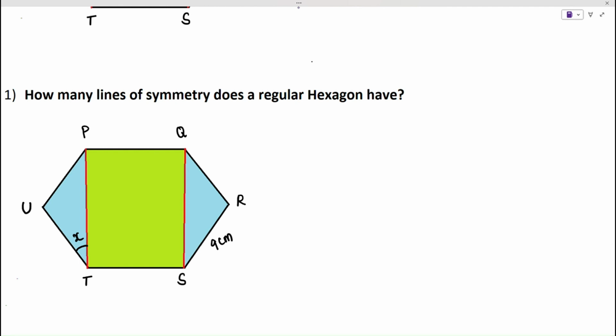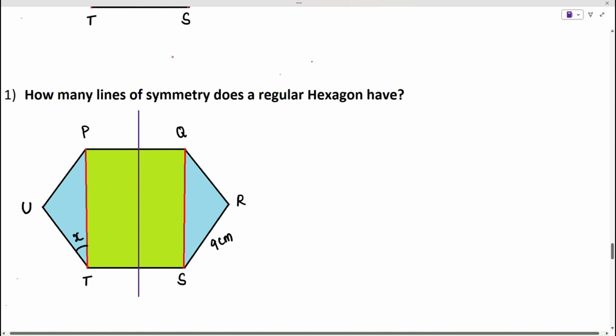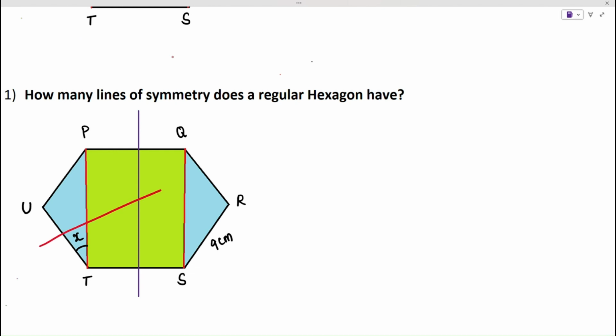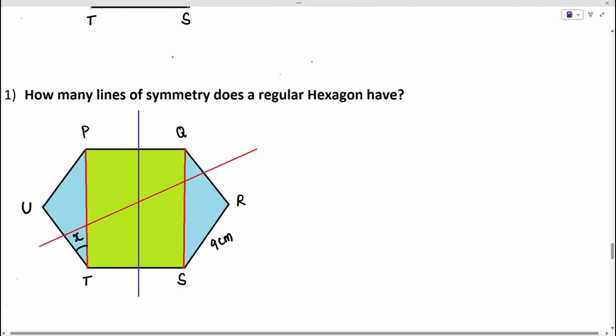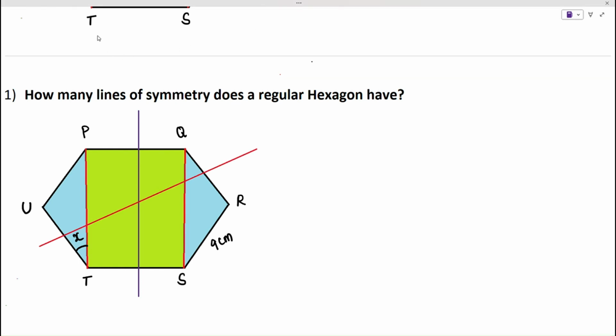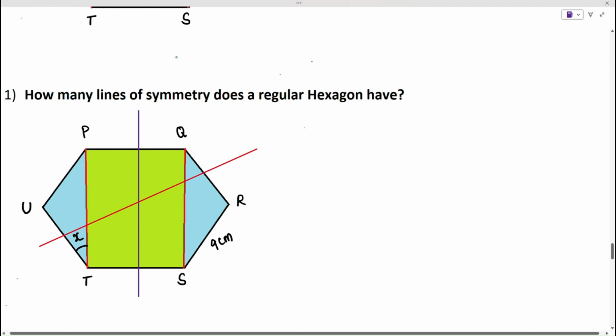And so, let's draw our first line of symmetry from our line PQ to our line TS, straight down the middle. Now we can replicate this with the other side as well. So the next one we're going to draw is from line QR to TU. And then we're going to take another line of symmetry from UP to SR. Like so.